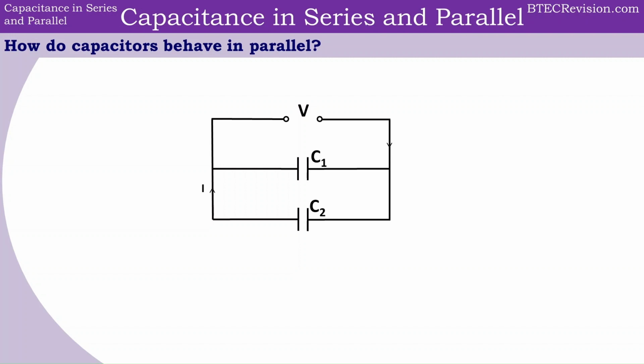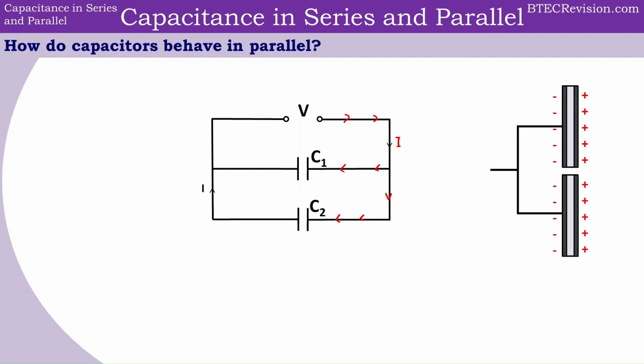Let's take a look at this circuit. We have a power supply at the top, the voltage V, and we have two capacitors placed in parallel. Once this circuit is set up and everything's working, we'll have a current flowing through the circuit, and the electrons are going to be stored on the capacitors. The capacitors only have a certain set amount of area in which these electrons can be stored.